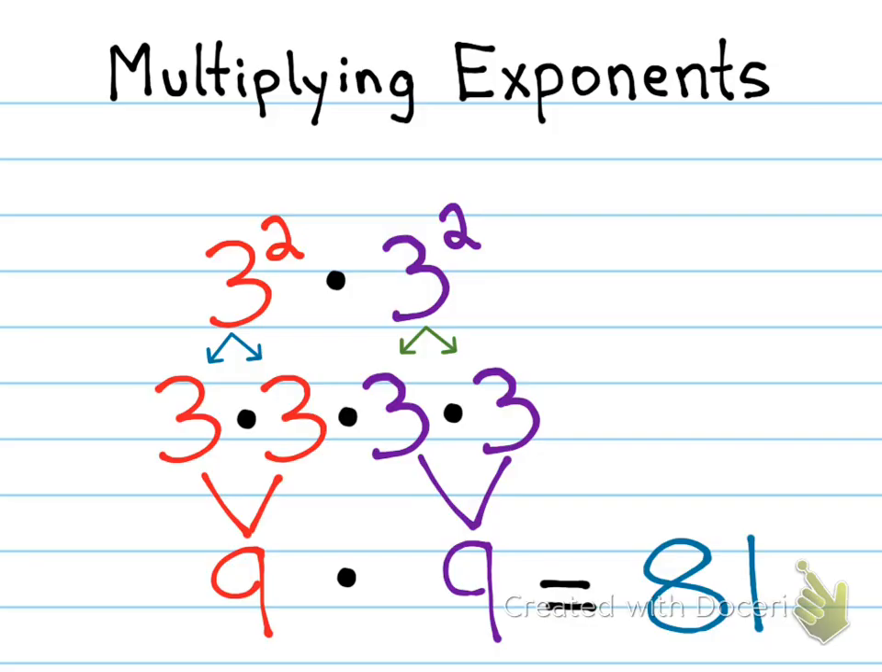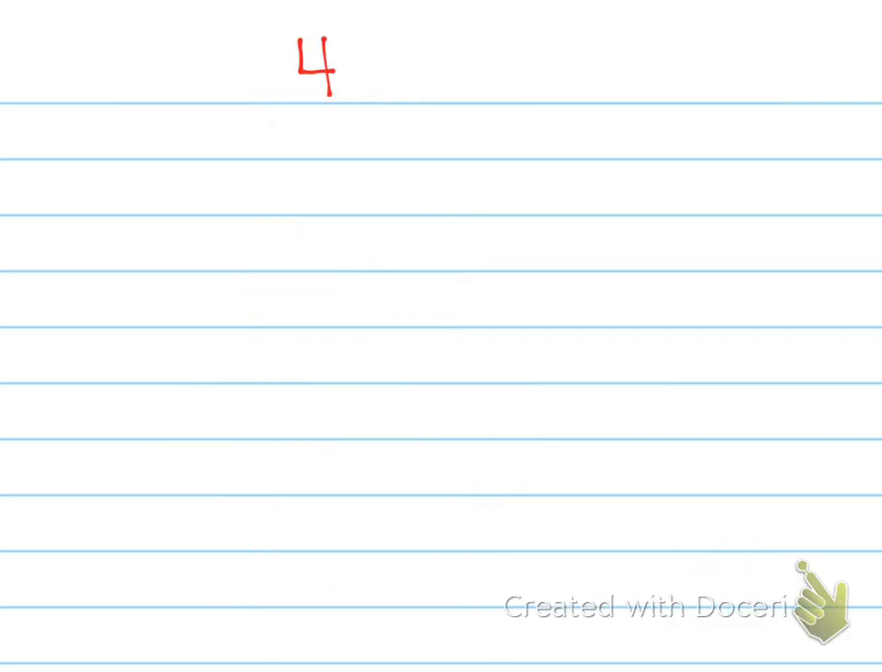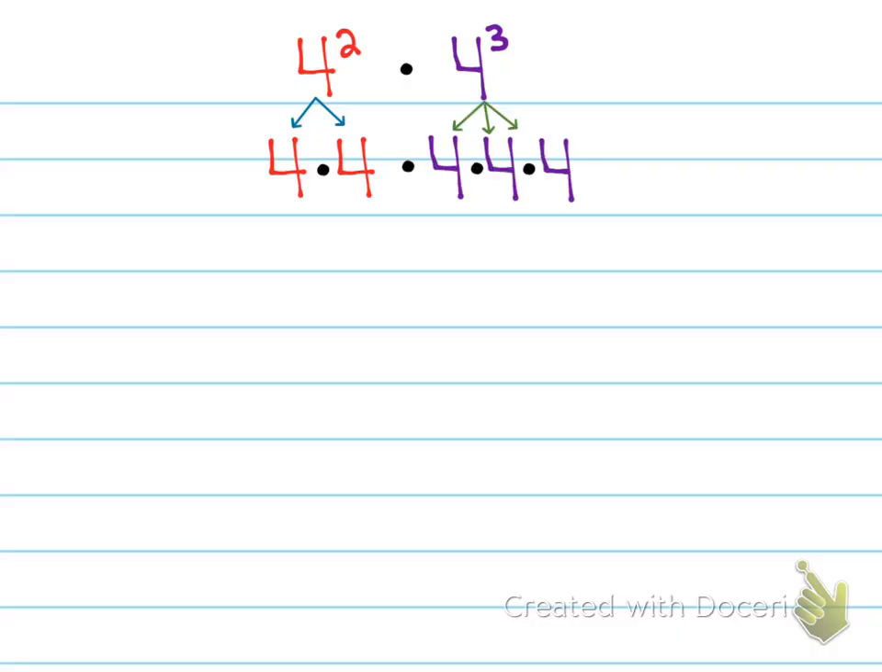But I think this is really important to understand, because if you forget your rule, you can always break down what this actually means and create the rule for yourself. So let's look at something maybe just a touch harder. I've got 4 squared times 4 to the third power. I'm going to break this up. So 4 squared breaks into 4 times 4. And I'm going to multiply that by 4 to the third power, which is just 4 times itself 3 times.